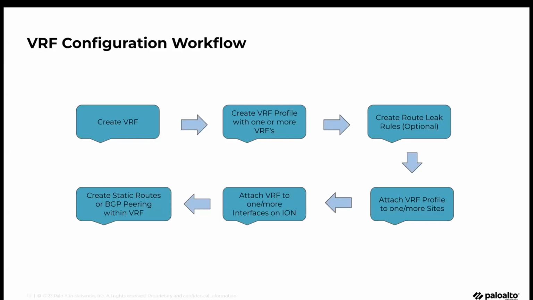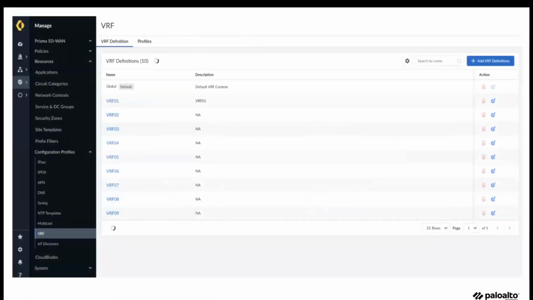So let's look at this from the provisioning point of view. When you go to the Strata Cloud Manager, in the manage section, we have the configure section for Prisma SD-WAN, where we have configuration profiles. So what is new here is this VRF configuration profiles, which is where we have exposed all the VRF capabilities. You do your VRF definitions. So here you see that there are 10 VRFs defined, VRF 1, 2, 3, 4, and such.